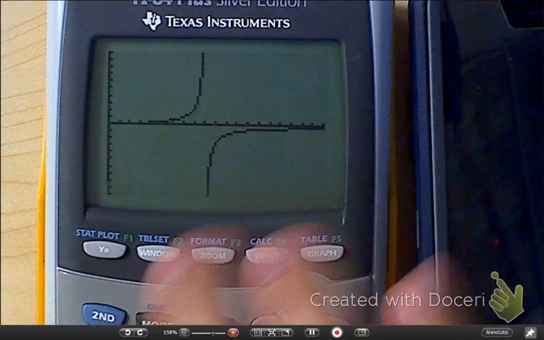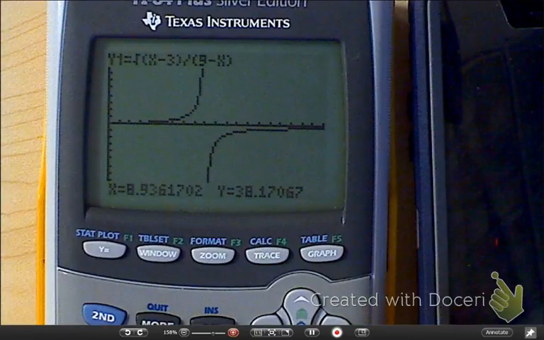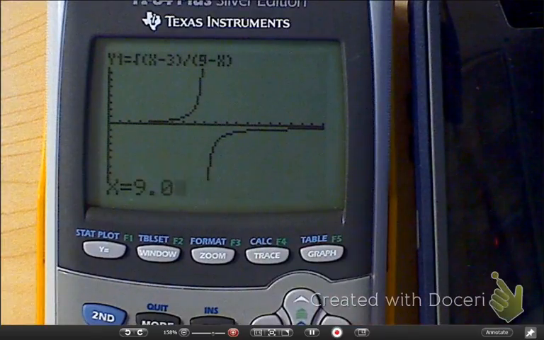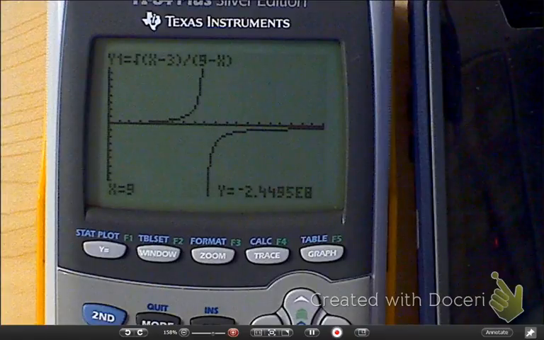So if you push trace and you go to 9, because it's the limit as x is approaching 9, obviously you won't get anything, because it doesn't exist at 9. But it's really easy to use your calculator and ask, if it doesn't exist at 9, what does it equal when it gets really close to 9? Let's see, 9.00000001. How about negative 2.45? Sounds good to me. That was easy.